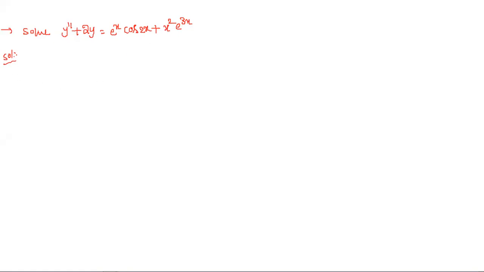Okay. So now we need to find the solution, and obviously you need to find the complementary function as well as the particular integral. So let us see the solution for that. The given equation is not in operator form, so first the given differential equation is y double dash plus 2y is equal to e power x cos 2x plus x square e power 3x. I just wrote it as it is what they gave in the question.